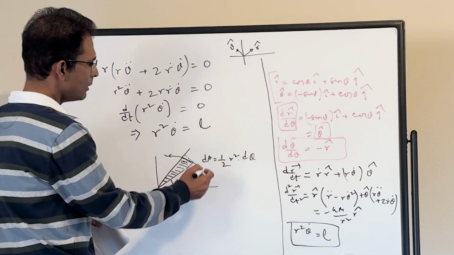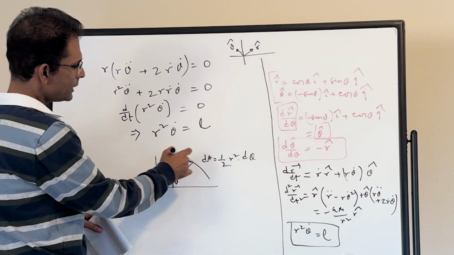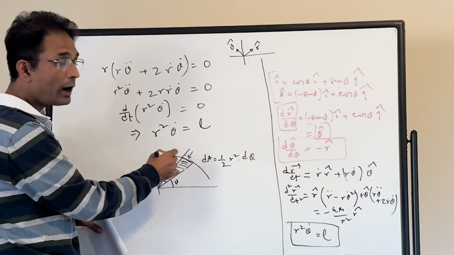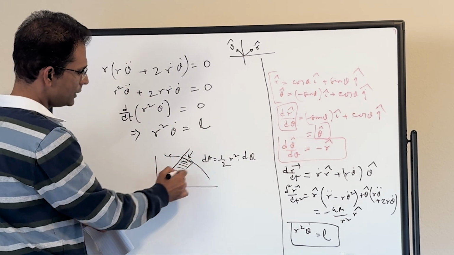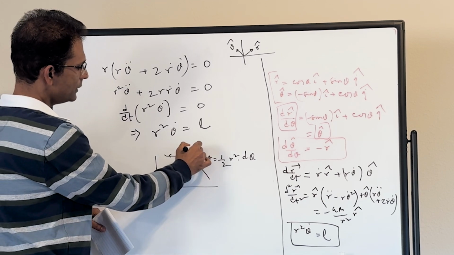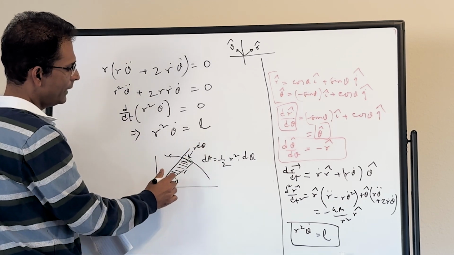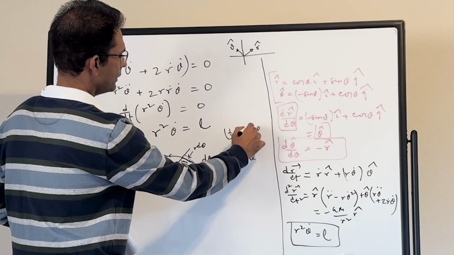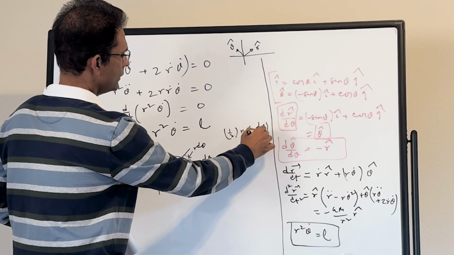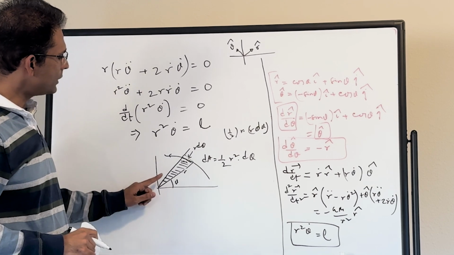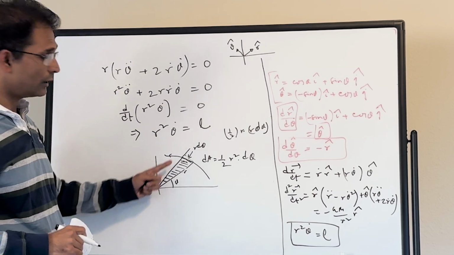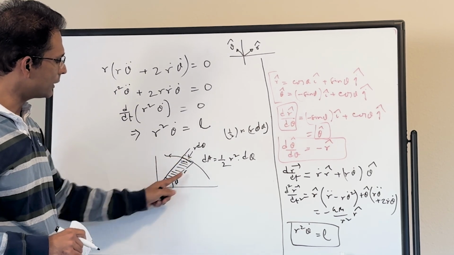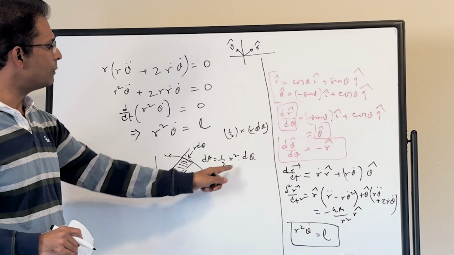For example, let me do it here. What is the height? It's r, if r is the radius vector, and this is r d theta. So what you're doing is half times r d theta. This acts as a base, and this is the height of this triangle, and this is the area which is equal to that.